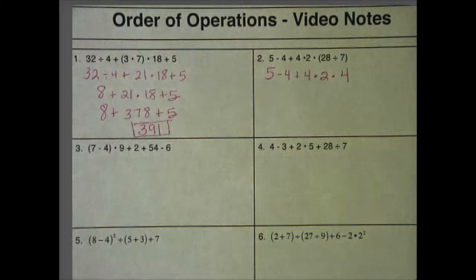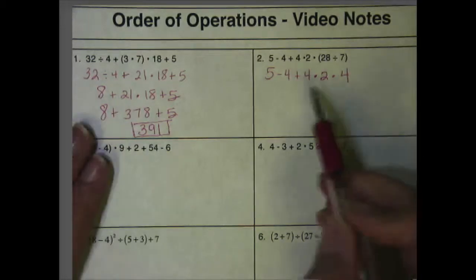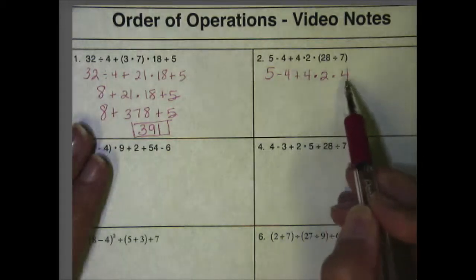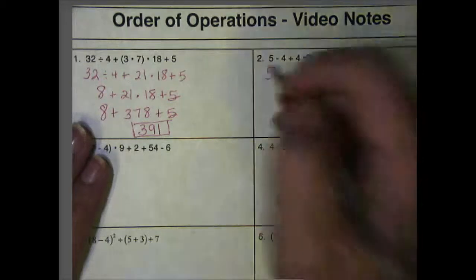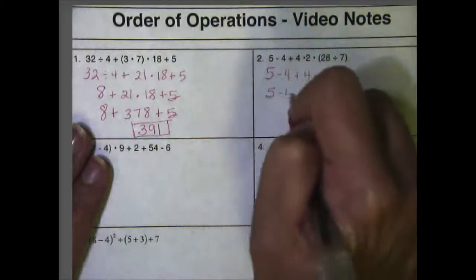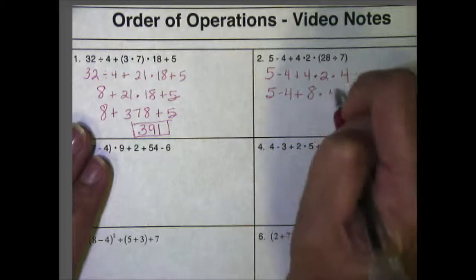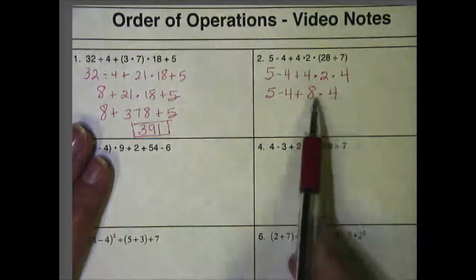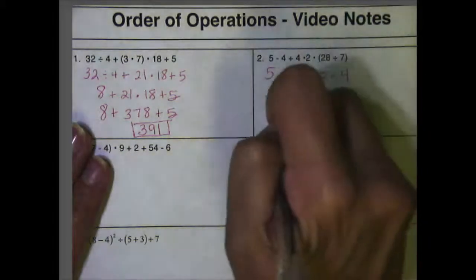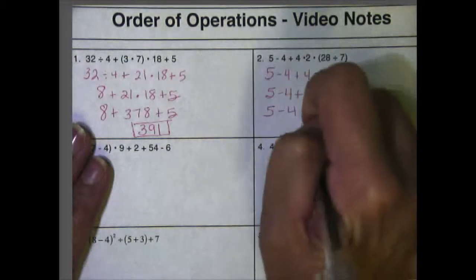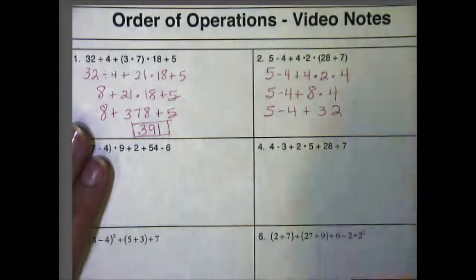Once we've done that, we look for any exponents. Seeing none in this expression, I look for multiplication or division. And I see that I actually have two different multiplication problems. I have 4 times 2, and then I have 2 times 4. So I'm going to move from left to right. So 5 minus 4 plus 8, 4 times 2 is 8, times 4. We'll finish the second multiplication problem. So 5 minus 4 plus 32.